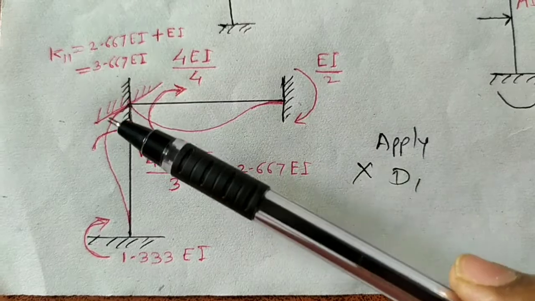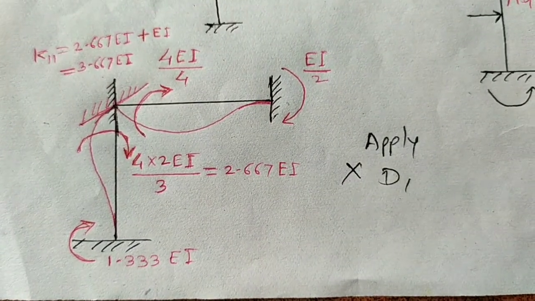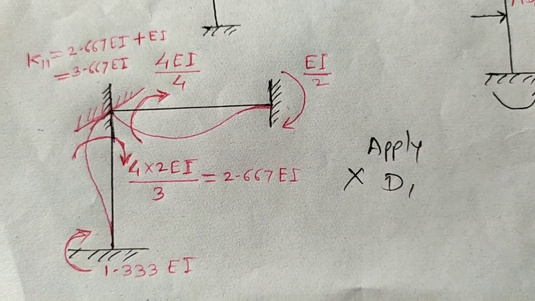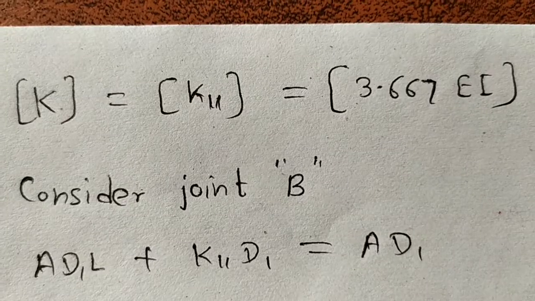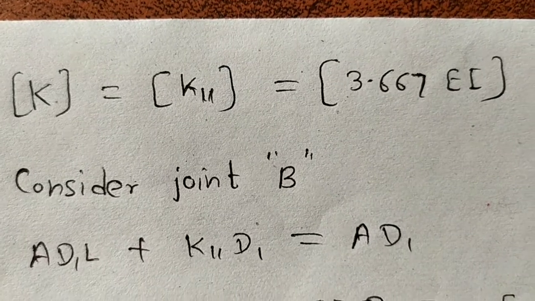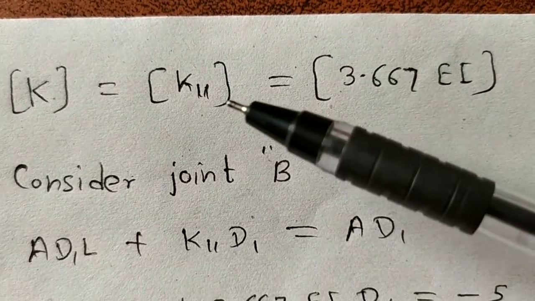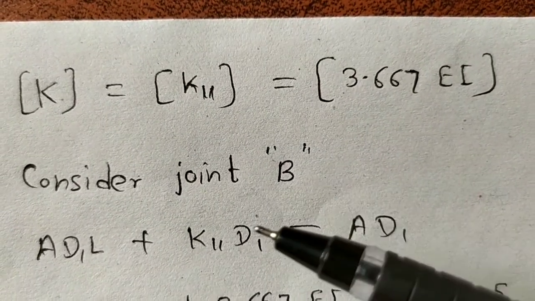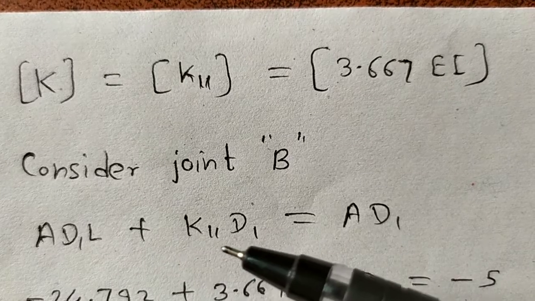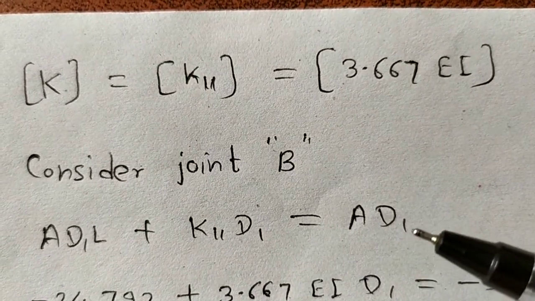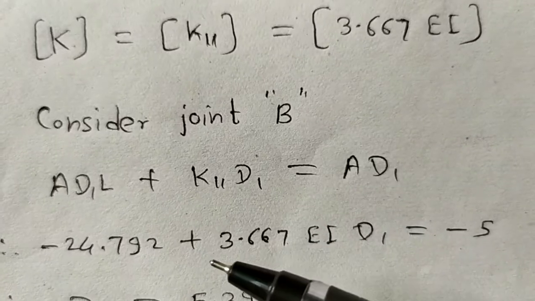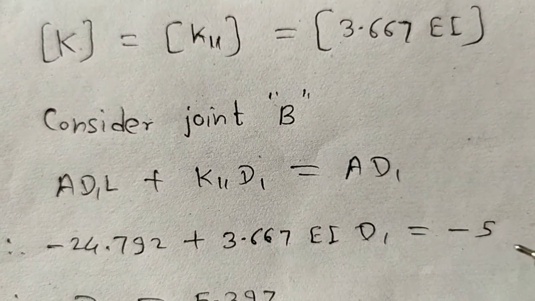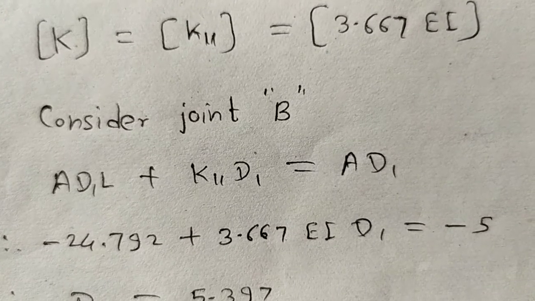We are getting this. Of course, in this example there is only one unknown, so to get the one unknown we are required to solve only one equation. Next, write the stiffness matrix. The stiffness matrix will be only K11. Next, consider joint B. So this is the equation: AD1L plus K11 D1 equals AD1. Now just put the values over here. Remember, AD1 will be equal to minus 5. This part is important.